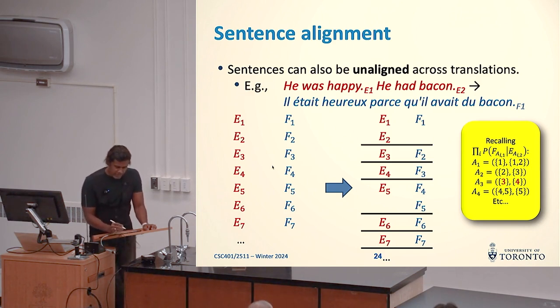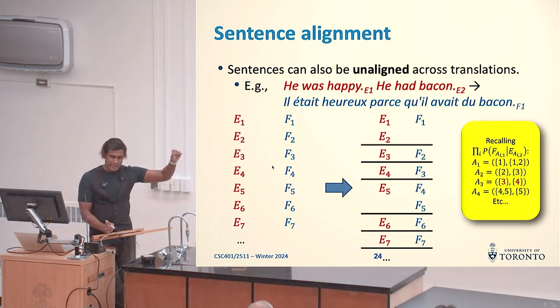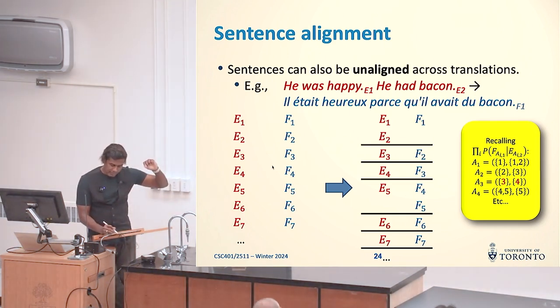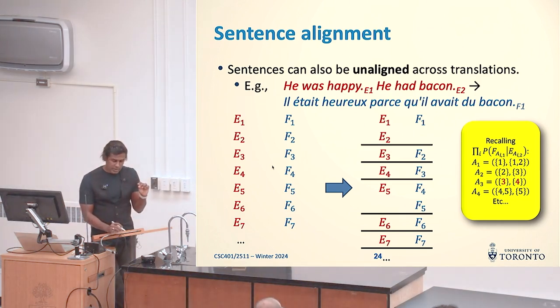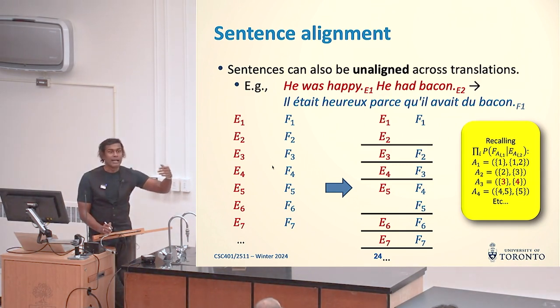So what I mean is that here "he was happy" is E1, right? So we are defining E1 in our bead A1 here, okay? Right? So once we have included this in our alignment model, we are not going to see it again.